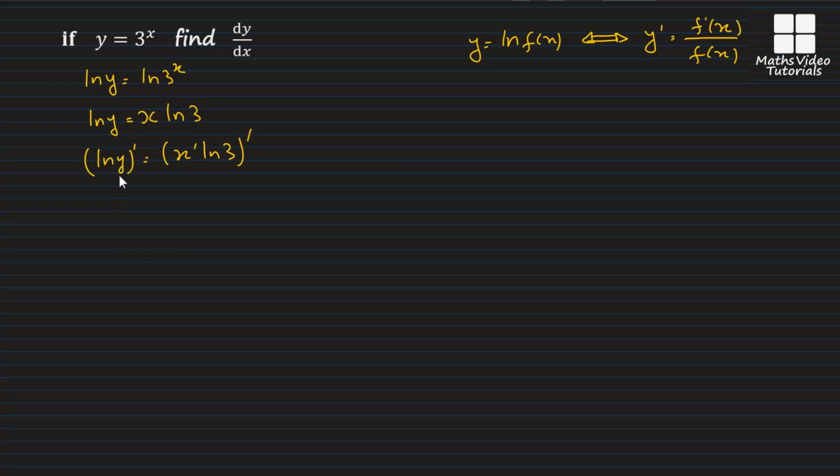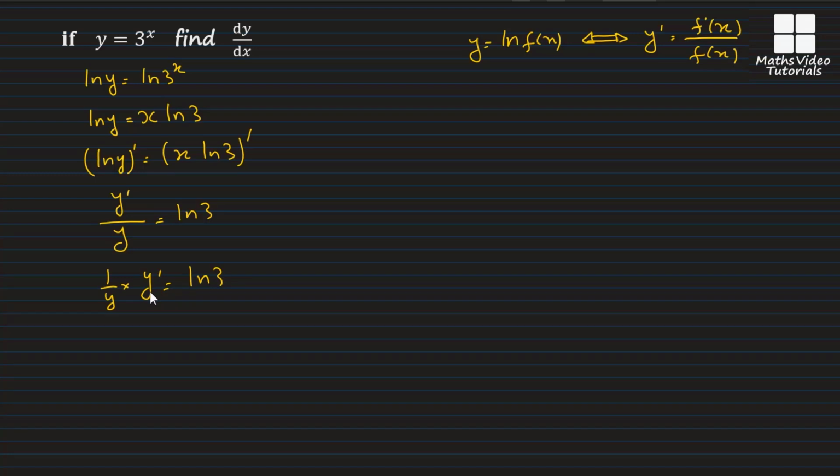So we're going to say the derivative of ln y is equal to the derivative of x times ln 3. And we're going to apply this rule for this one here. So basically, we get y dash, the derivative of y, divided by y, because remember y is a function of x. On the right hand side, differentiated this is straightforward, it is simply ln 3. Now allow me to rewrite this as 1 over y times y dash equals ln 3.